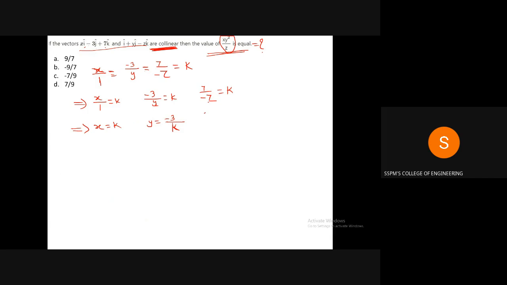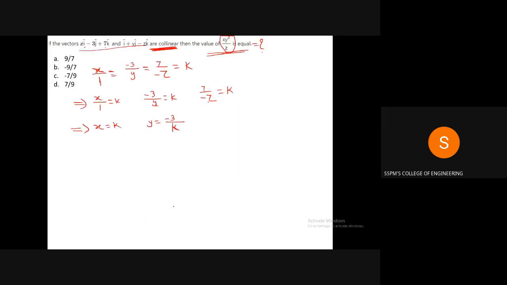And what is the value of z? We have 7 is equal to minus z k. These three values we got. Now we have to find out the value of x y square divided by z.